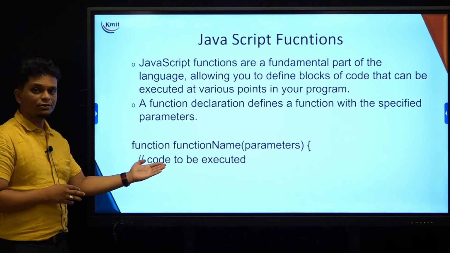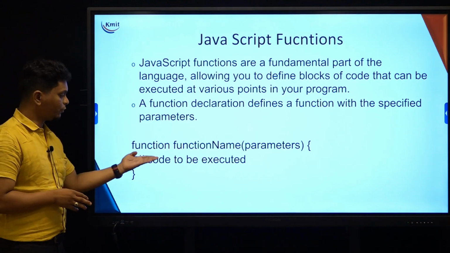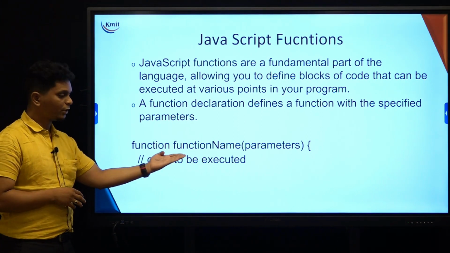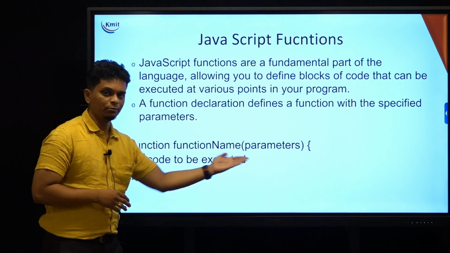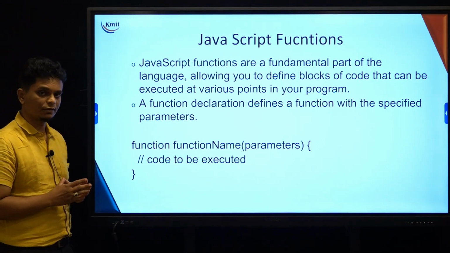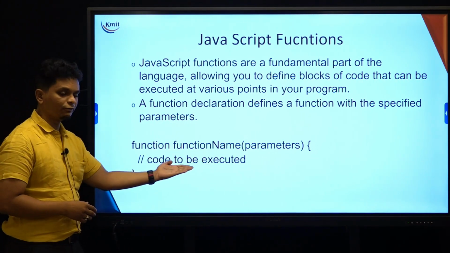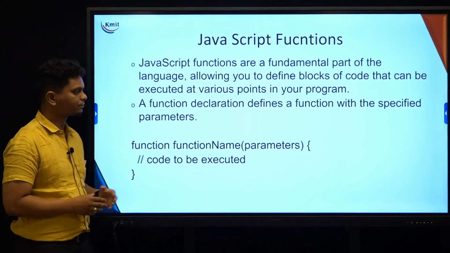This is the general syntax of using functions in JavaScript. We use the keyword function followed by a function name and followed by its parameters. And like any other function body, we will open it with a brace and we will write a block of code here.